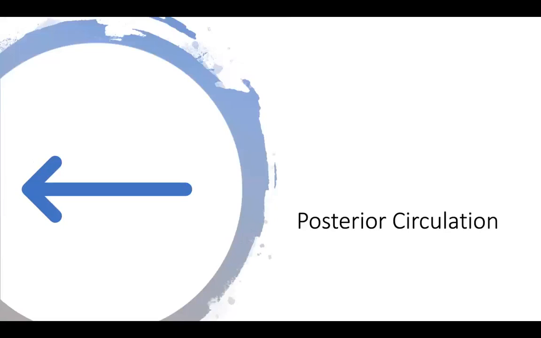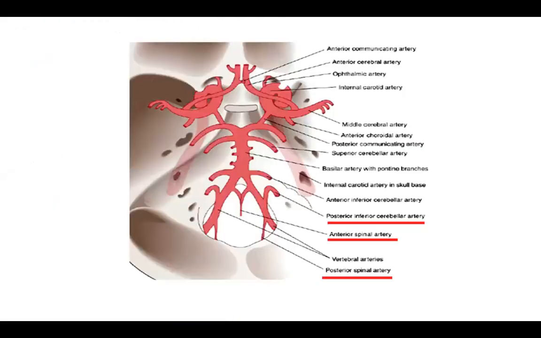Now we finished the anterior circulation. Any questions? We finished the anterior, let's say two-thirds of the brain. Now, when we come to the posterior circulation, it is made up of two vertebral arteries that will eventually make the basilar artery that will give you the branches that will supply the posterior part of the brain.